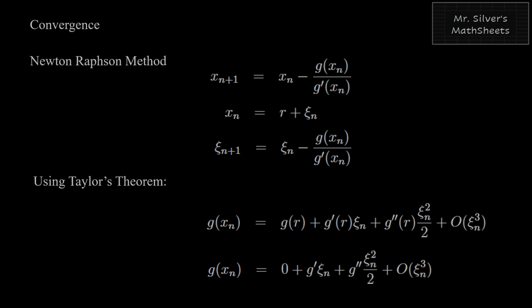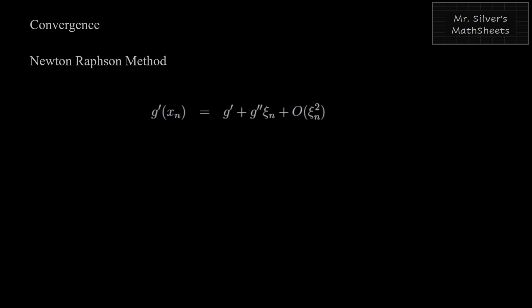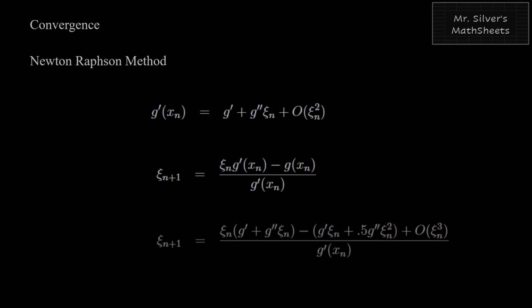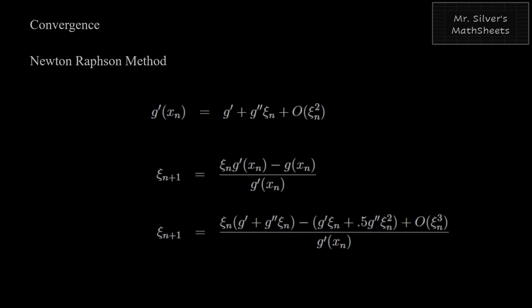Note that g of r is equal to 0 by definition of r. And we have a Taylor's theorem expansion for g prime as well. We'll plug that into the formula. We'll get some nice cancellation in the numerator. The xi n g prime term is going to cancel. It cancels not just in Newton's method, but Secant's method, and just about anybody's method that you can think of.